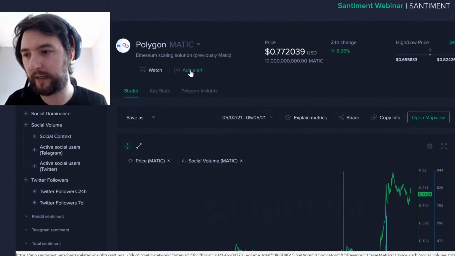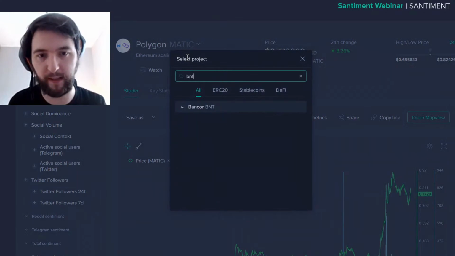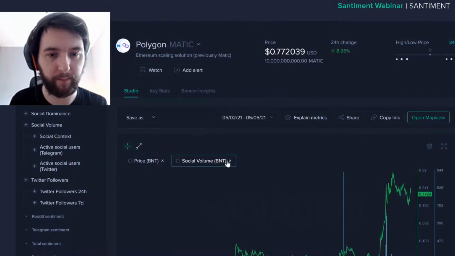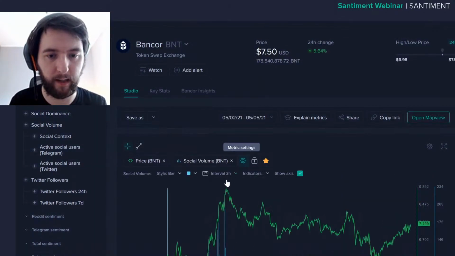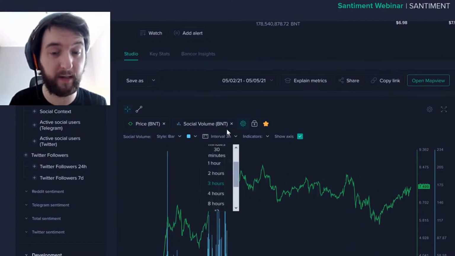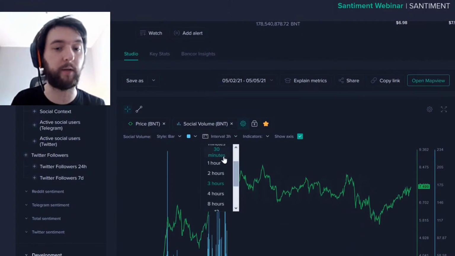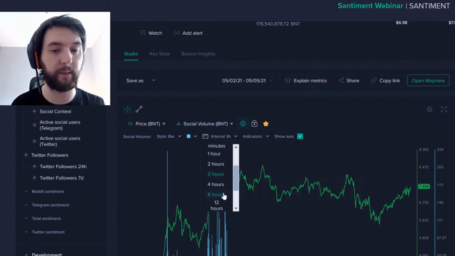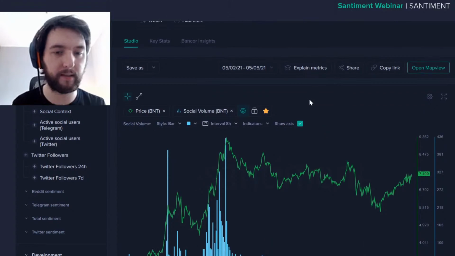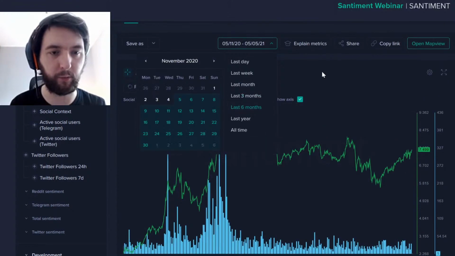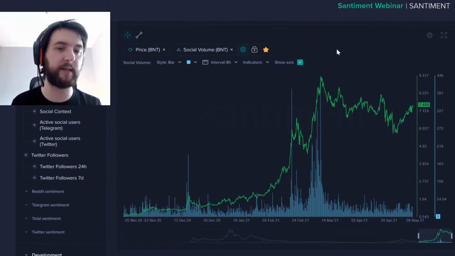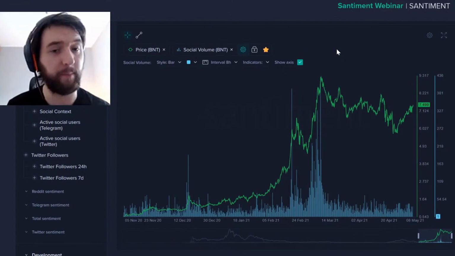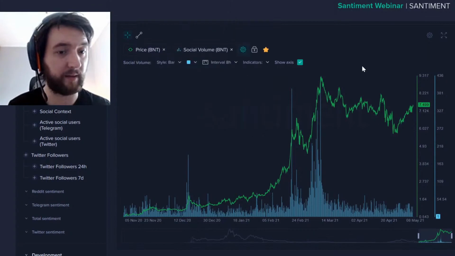Now we can also check out a few others. Let's check out Banker, and I'm going to look at the 8-hour interval. By the way, you can set the interval that you want for these social mentions. Currently we were looking at the 3-hour interval, but I'm going to make it a bit more dense so we can see it a bit more clearly. There we go. So these are social mentions for Banker on an 8-hour interval. This is the last 6 months of Banker's price action.